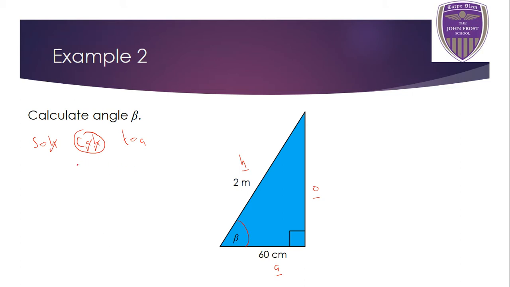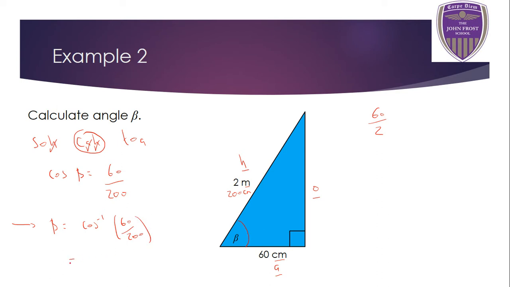So as I was saying, we're going to use cos. So cos beta. Remember, cos is A over H. So it's tempting, okay, to do 60 over 2. That would be wrong, look, because this is in meters and this is in centimeters. So I'll put this here as centimeters, in the same units, and then do adjacent over hypotenuse. Remember now this time you take the inverse cos, not the inverse sine.